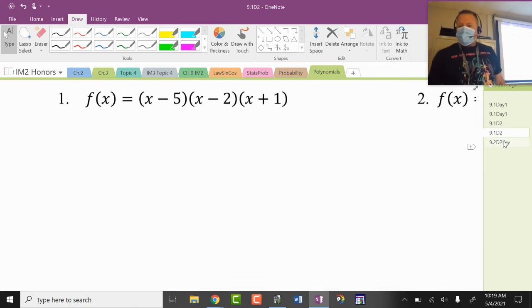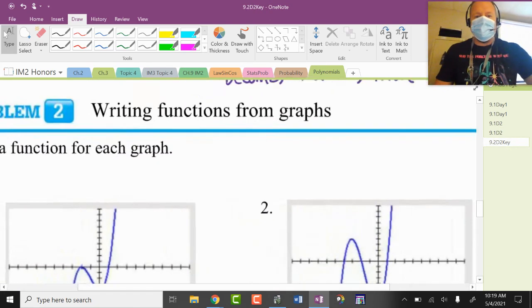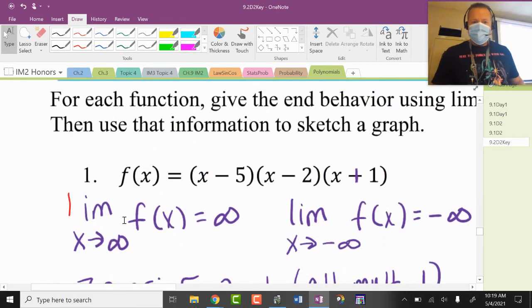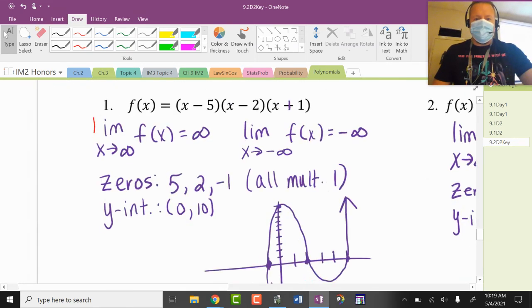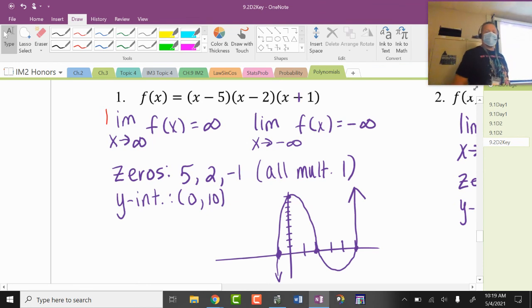Okay, so you guys at home, if you wanted to pause the video and give this a try yourself, go for it. And then I'm going to reveal the answer here. Let me zoom in on this real quick. There it is. They do ask for limit notation, they do ask for the zeros and the y-intercept, and then there is a representation of a sketch.